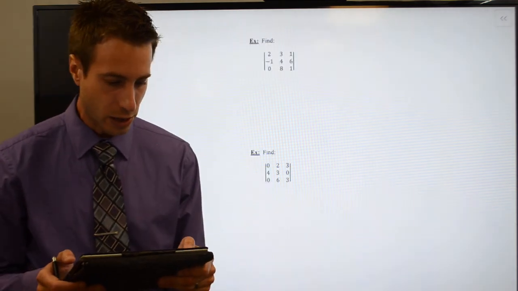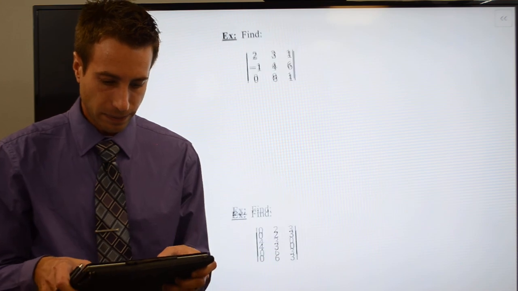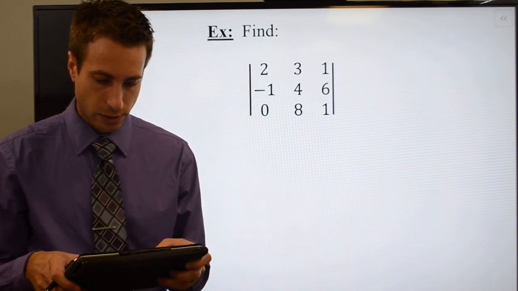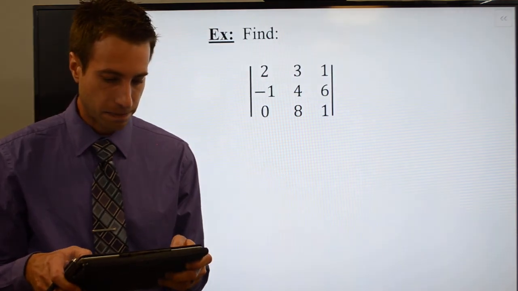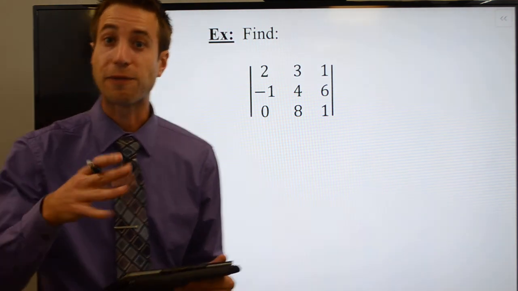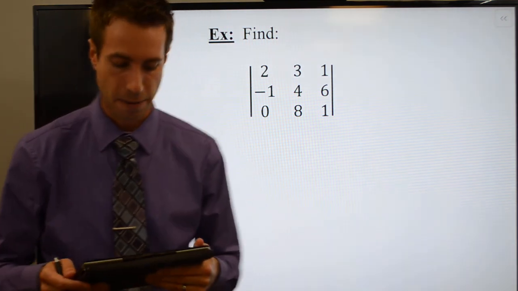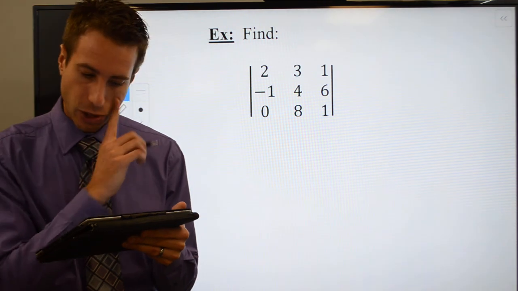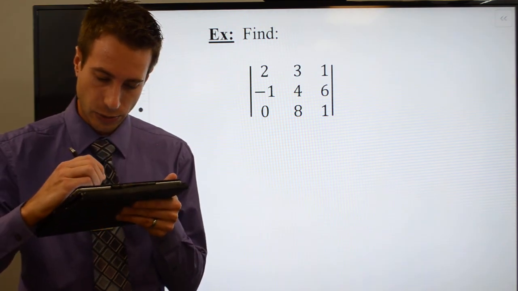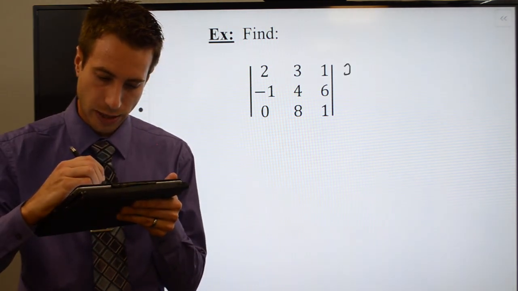I got a few more here. Let's give these ones a shot. Make sure we've really got this finding 3x3 determinants down. Again, we're going to rewrite the first 2 columns. A lot less zeros here, so this one's going to probably be a little trickier. I don't know. We'll see.